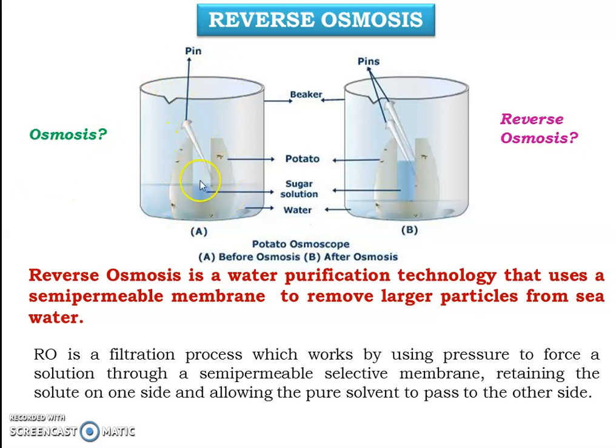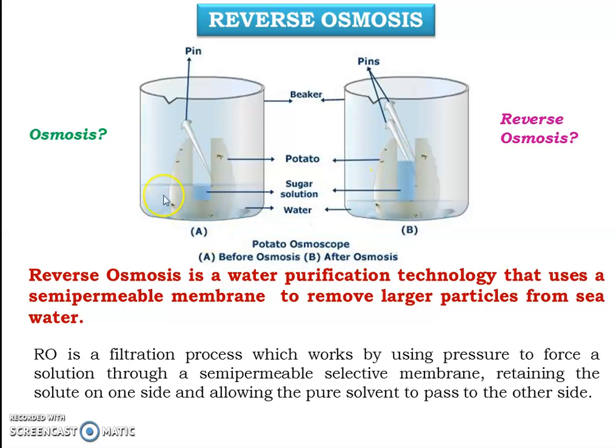In this image, we have taken a beaker and put some water in it. We have taken a potato, made a cavity in it, and placed some sugar solution inside this cavity. After some time, if you observe, the level of the sugar solution has increased inside this cavity. That is nothing but due to the osmosis process.